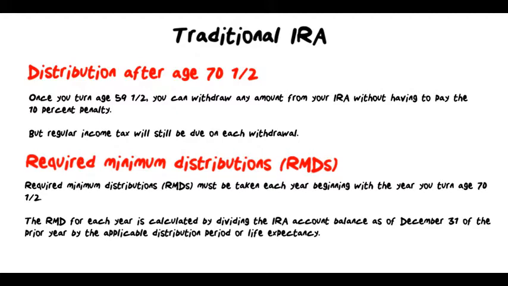The final thing about distributions is that once you turn age 70.5, you have to distribute a required minimum amount. It is called required minimum distributions, RMDs as we call it. The RMD for each year is calculated by dividing the IRA account balance as of December 31 of the prior year by the applicable distribution period or life expectancy. So this is all about traditional IRA. I'm planning to make another video on SEP IRA.